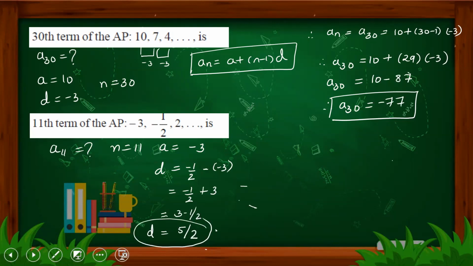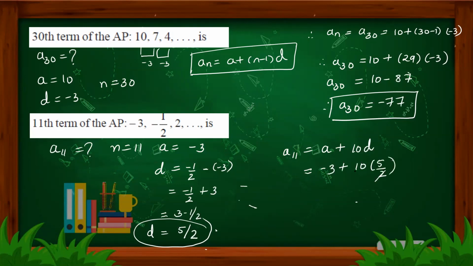Now you have everything. Just put it in your formula. That is A11 is equal to A plus N minus 1 into D. 11 minus 1 is 10D, which is equal to A, minus 3, plus 10 into 5 by 2. This 2 and this 10 will go. What do you have? 5. 5 into 5, 25. 25 minus 3, so A11 is going to be 22. That's the answer. Understood? Right.